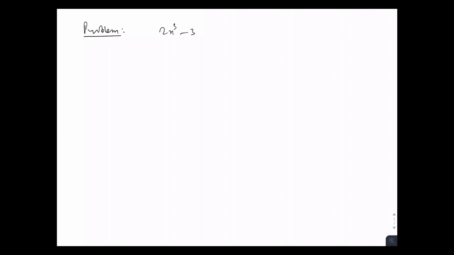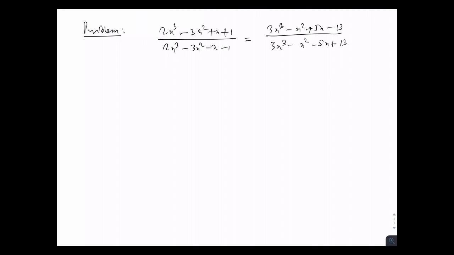So you can see (2x cube minus 3x square plus x plus 1) upon (2x cube minus 3x square minus x minus 1) equals (3x cube minus x square plus 5x minus 13) divided by (3x cube minus x square minus 5x plus 13). Now this problem is given and they have asked us to solve this. Of course we will not solve everything.